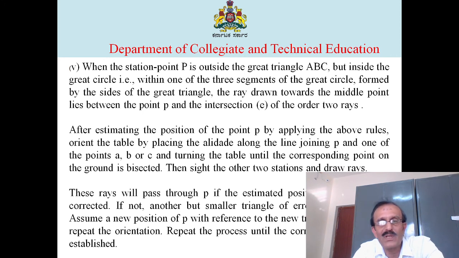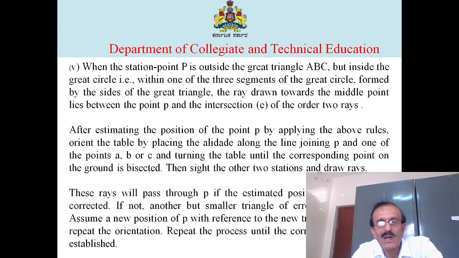After estimating the position of the point P by applying the above rules, orient the table by placing the alidade on the line joining P and one of the points A, B, C, that is, the plotted positions of the ground stations A, B and C, and turning the table until the corresponding point on the ground is bisected. Then sight the other two stations and draw the rays. All the three rays will intersect at one point if the orientation is correct.